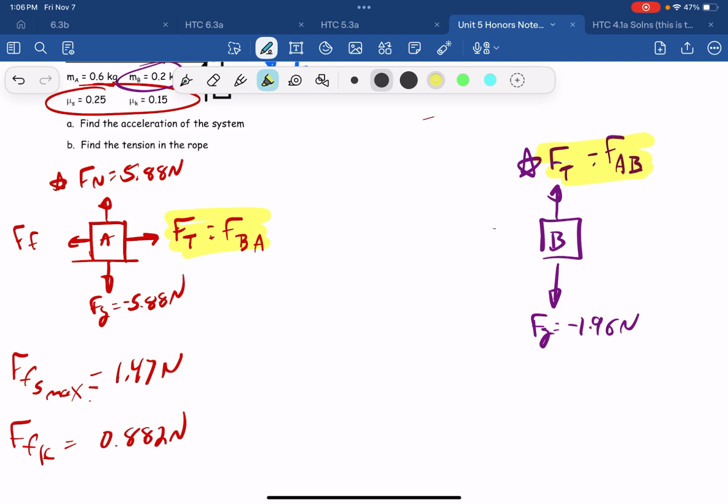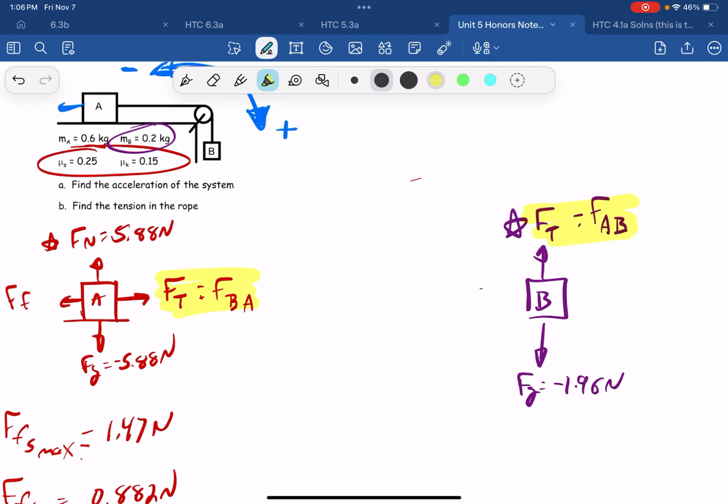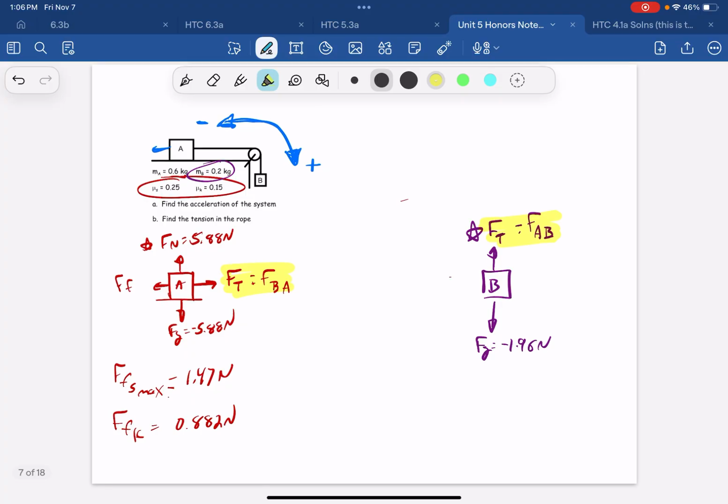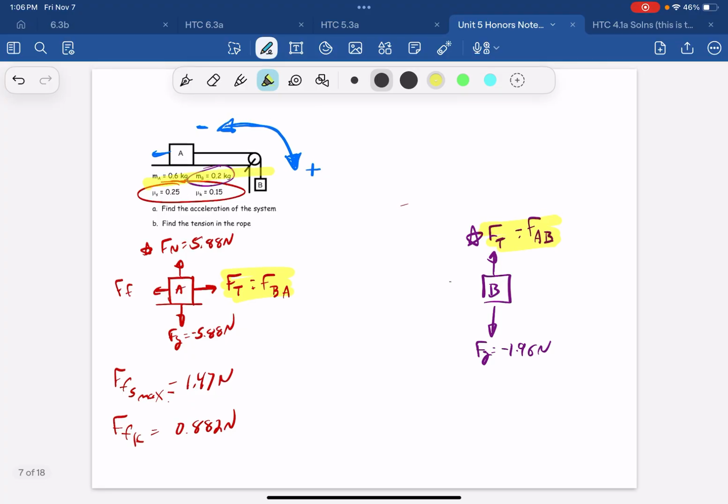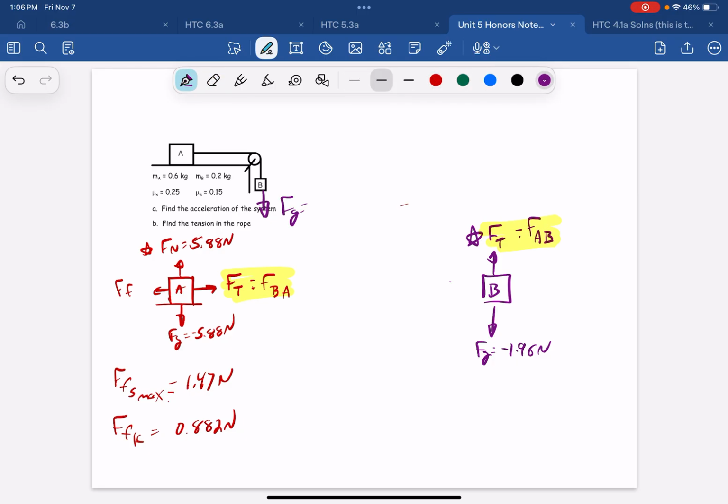All right, so now I'm going to go back up to my two-object system, and I'm going to make a new free body diagram, all right? So what are my external forces? Well, force of gravity on B is external, so that's negative 1.96 newtons. But now the tension is internal, because that tension is just allowing the boxes to pull one another.